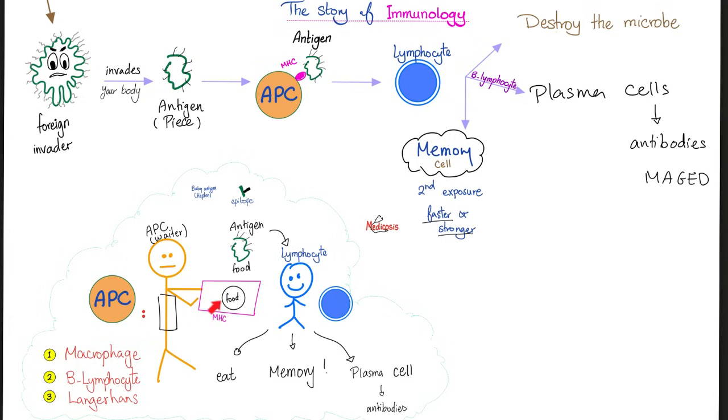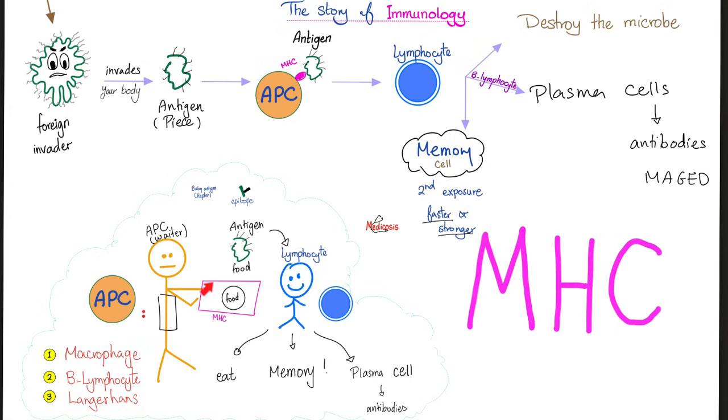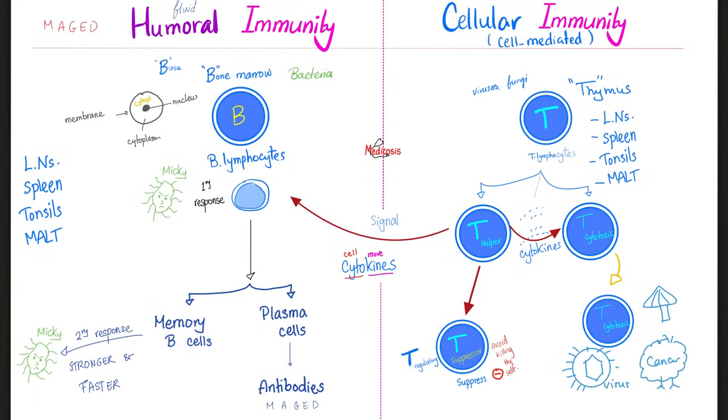Speaking of the tray, or the MHC, it comes in two varieties, MHC class 1 and MHC class 2. MHC stands for Major Histocompatibility Complex, and I have a video on my channel titled Major Histocompatibility Complex, which you can find in this immunology playlist. So the waiter, I mean the antigen-presenting cell, presented the food, I mean the antigen.